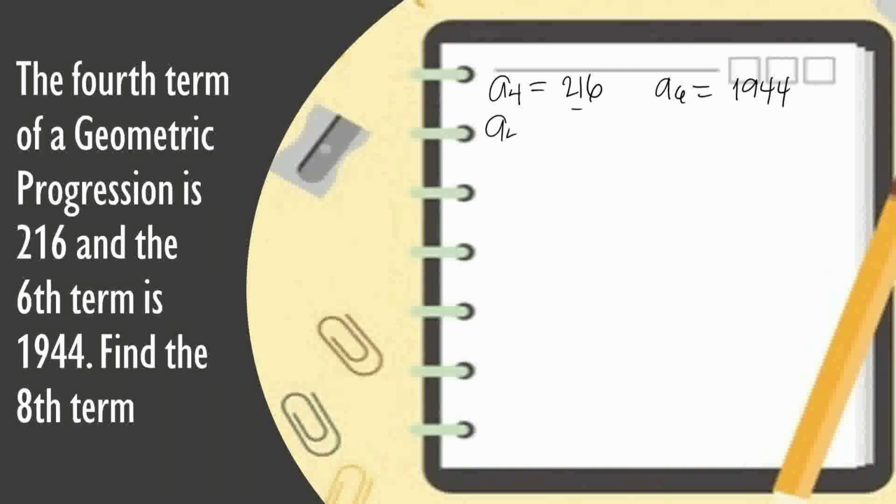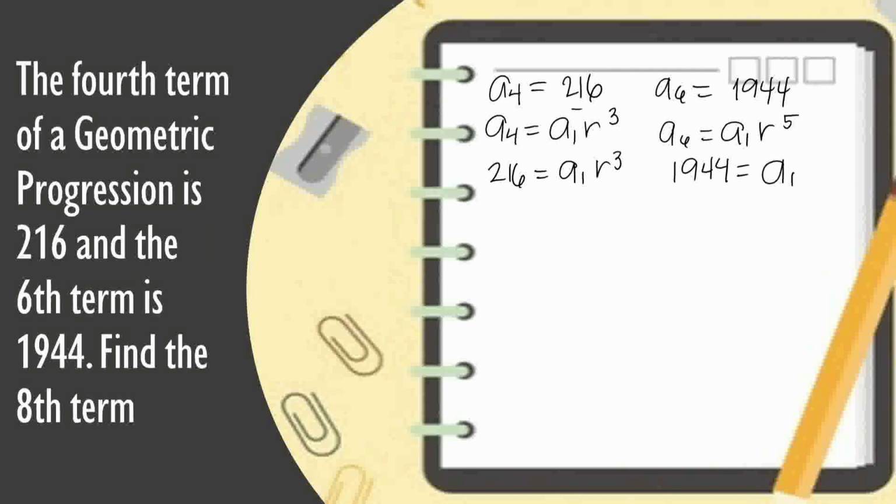So, a sub 4 is equal to a sub 1 times r raised to n minus 1. N natin is 4, minus 1 is 3. So, a sub 6 is equal to a sub 1 times r raised to n, which is 6 minus 1, is 5. So, magiging 216 is equal to a sub 1 times r raised to 3, and then 1944 is equal to a sub 1 times r raised to 5.